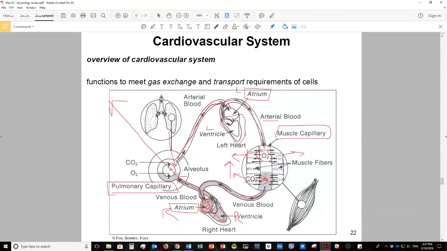So now we have nice oxygenated blood with very little CO2, coming back in and entering the left atrium. Again, the waiting room starts to fill up, waiting for the blood that's still in the ventricle to get pumped out. Once that gets pumped out, it comes into the left ventricle and gets ready to be pumped out again. All right.